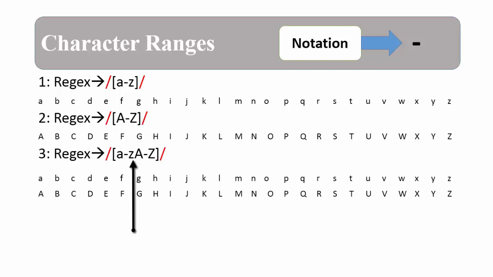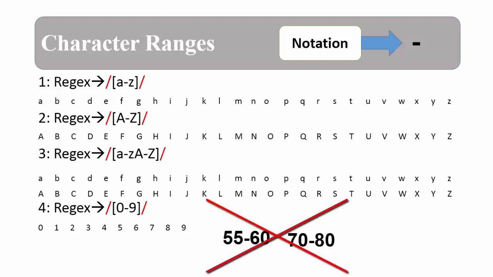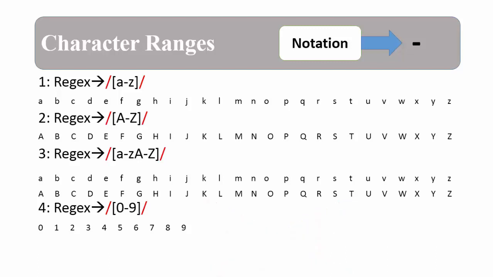Now similarly, like these characters, you can also define a range for your digits. You can define a range from 0 to 9 that will take care of all the digits. For digits, one most important thing to remember is that you can only define a range from 0 to 9. You cannot add a range from 55 to 60 or 70 to 80, because regular expression is not like some other programming formula or algorithm. The regex engine will only understand a range from 0 to 9.